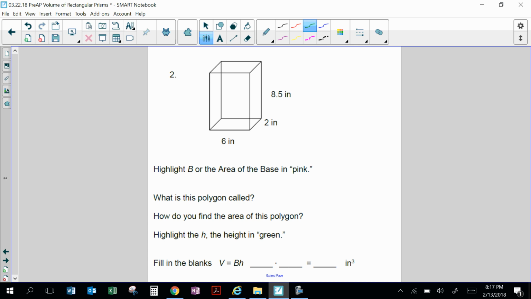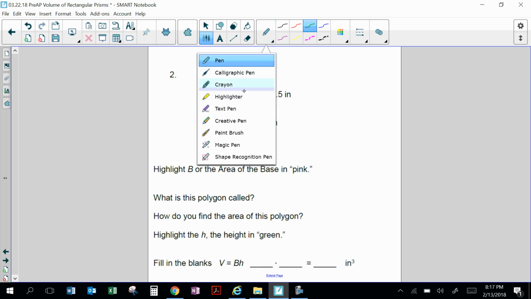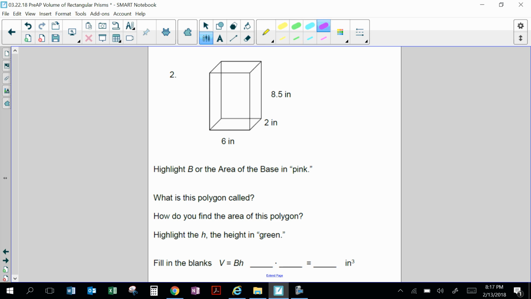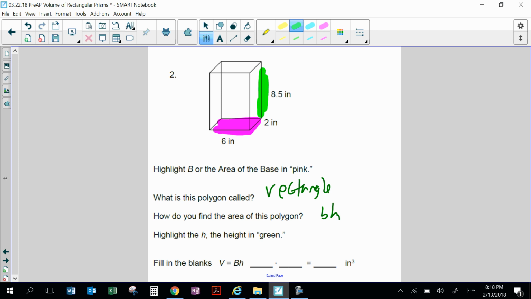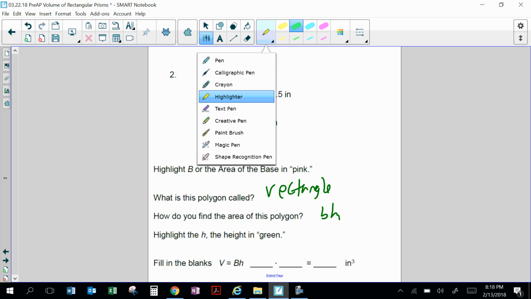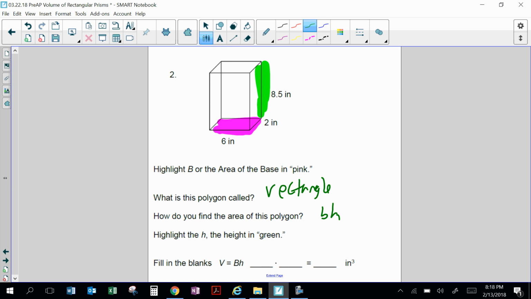Let's try another example. Highlight the area of the base in pink. It's right here. What is this called? This is called a rectangle. How do you find the area of this rectangle? You multiply base times height. Now, highlight the height in green, and that would be right here. So fill in the blanks to find the volume: base times height times the height. The base is 6 by 2, so 6 times 2, and the height of it is 8.5.